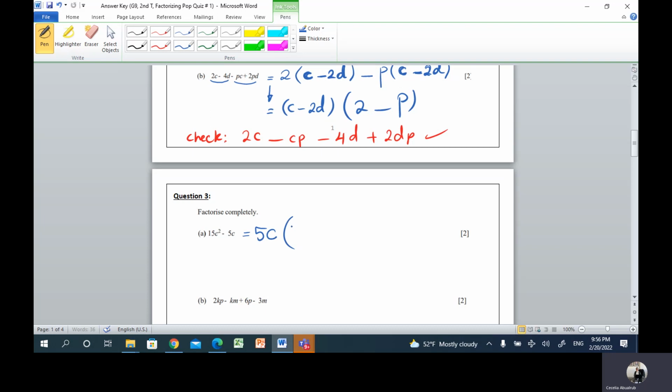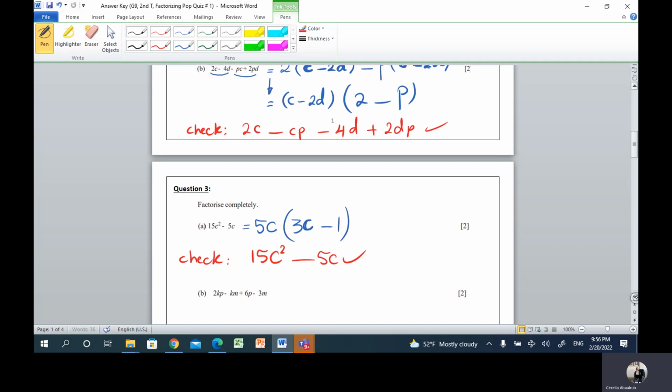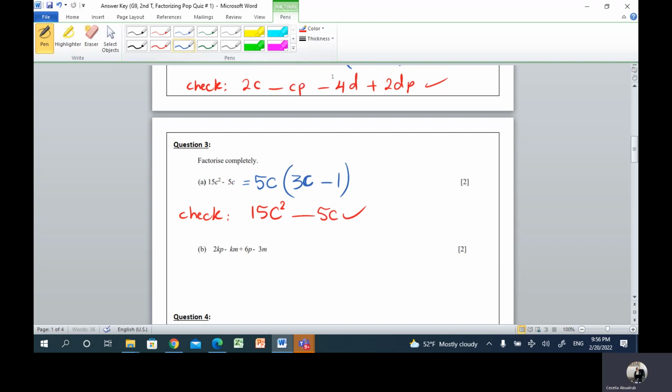Open the bracket, times 3c. So 5c times 3c will give us 15c squared. Then 5c times negative 1 will give us back the negative 5c. Like I said, you can always check by expanding. 5c times 3c, it's 15c squared. 5c times negative 1, it's negative 5c. So as long as we got the first expression that is given in the question, it means that our factorizing is correct.